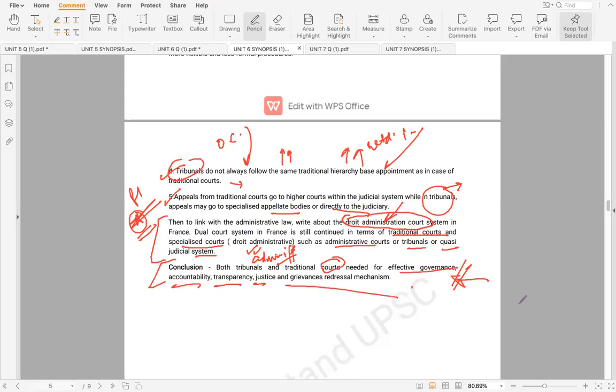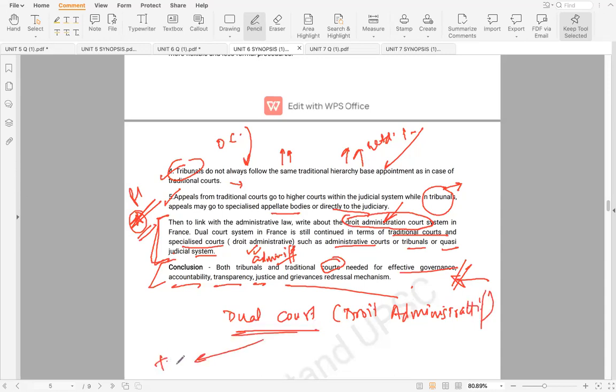Can you move on to the next one? Sir, how to link this with administrative law? Yeah, so if you have a look at it, we are basically saying that you can link it to the Droit administratif process, where in France you still have a dual court system. This is the Droit administratif. You have dual courts, wherein you have traditional courts as well as specialized courts.